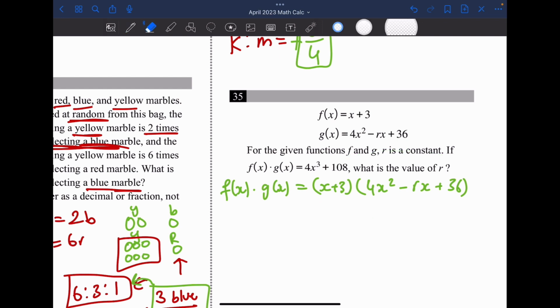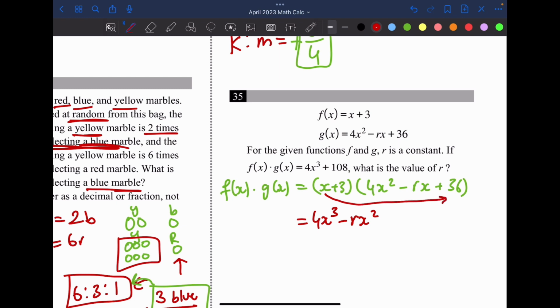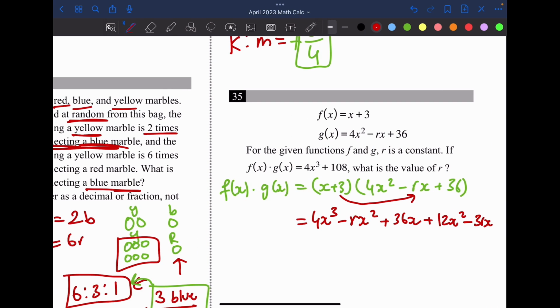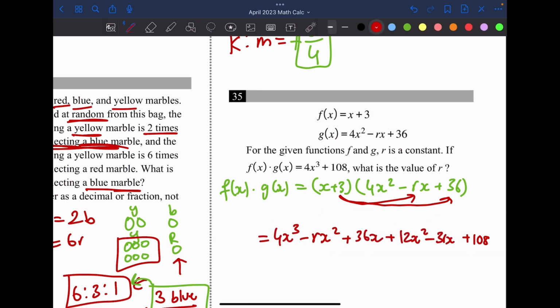Okay, so let's do that. You get that first x times 4x squared is 4x cubed, and then x times negative rx is negative rx squared, and then x times 36 is 36x, and then 3 times 4x squared is going to be 12x squared. 3 times negative rx is going to be negative 3rx, and then 3 times 36 is going to be 108. Kind of like this. I'm going to move what we wrote here just to make it look nicer, basically. Kind of like this. Okay, after that, it's pretty simple.